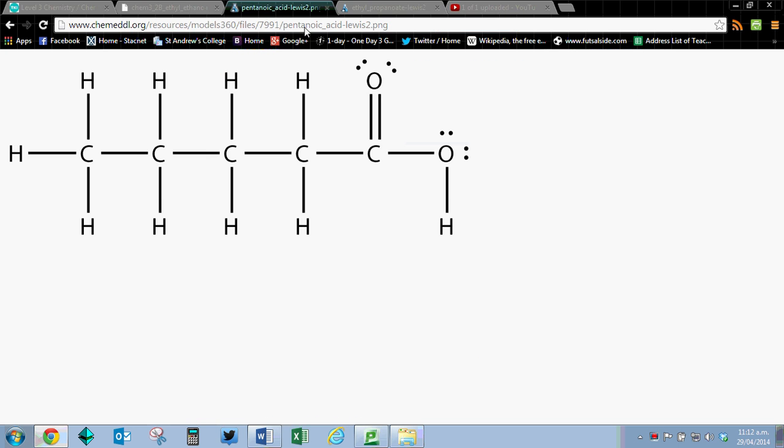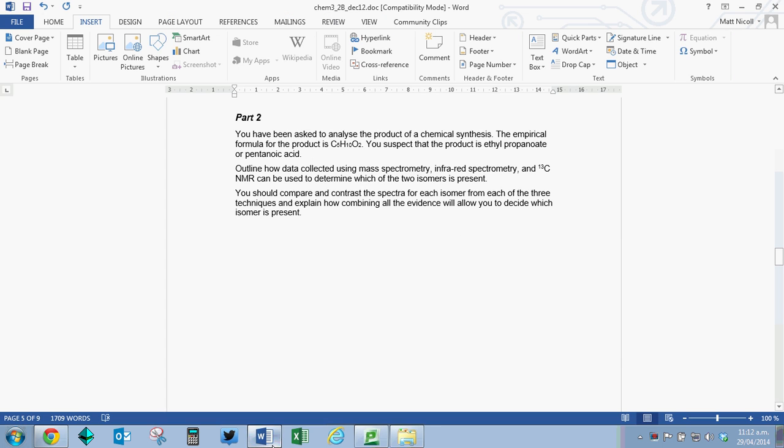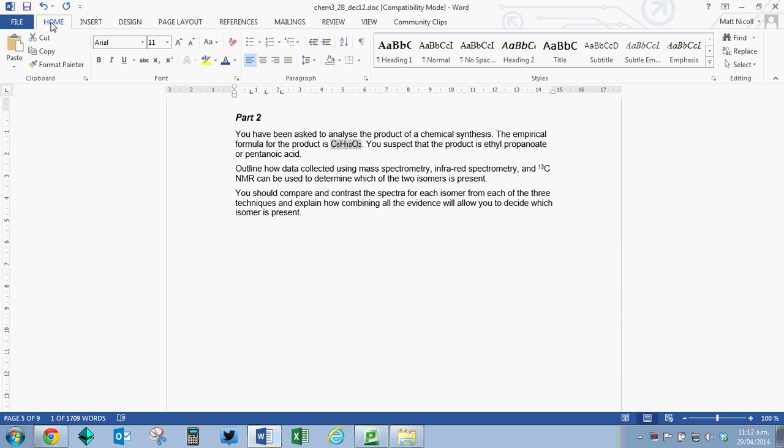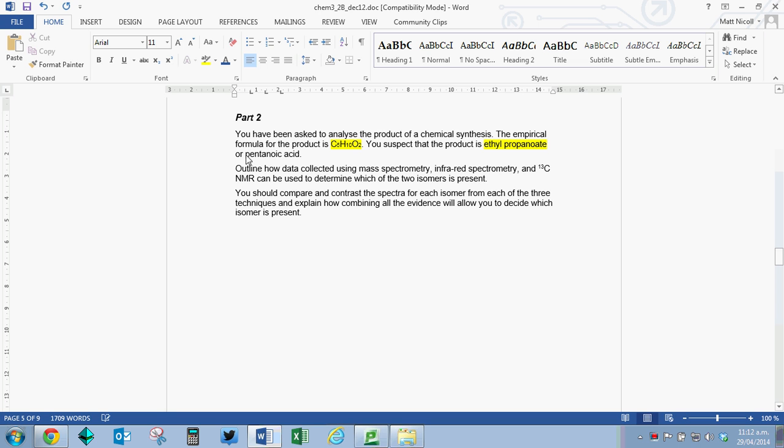It's easier to just look at the pictures of those than to draw them out. So here I have got pentanoic acid, which is one of the two chemicals that it could be, and here's ethyl propanoate, which is the other one. I'll be referring to these every now and then as I work through the answer. Here it says you've been asked to analyse a product of chemical synthesis. We know that its empirical formula is this, and we are told that it could be ethyl propanoate or pentanoic acid.